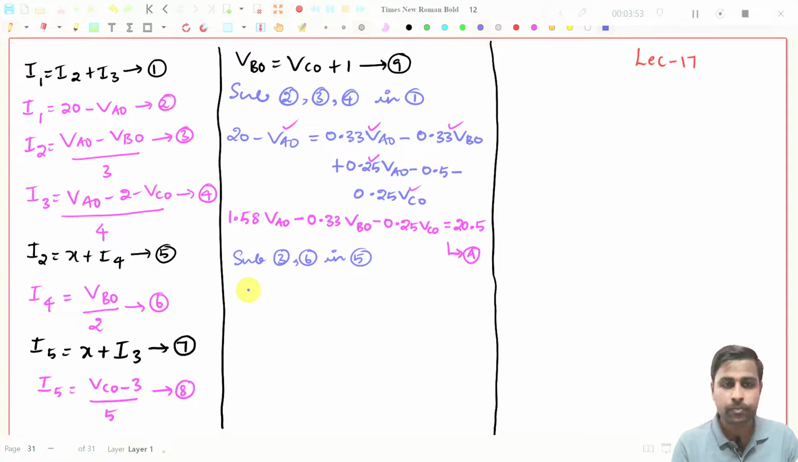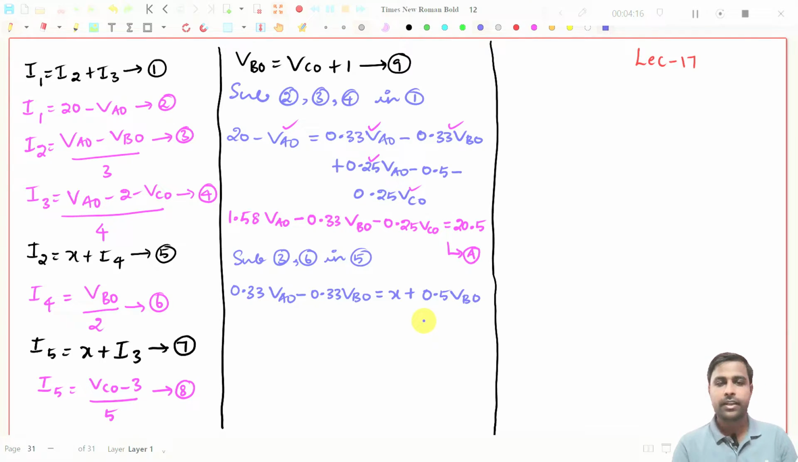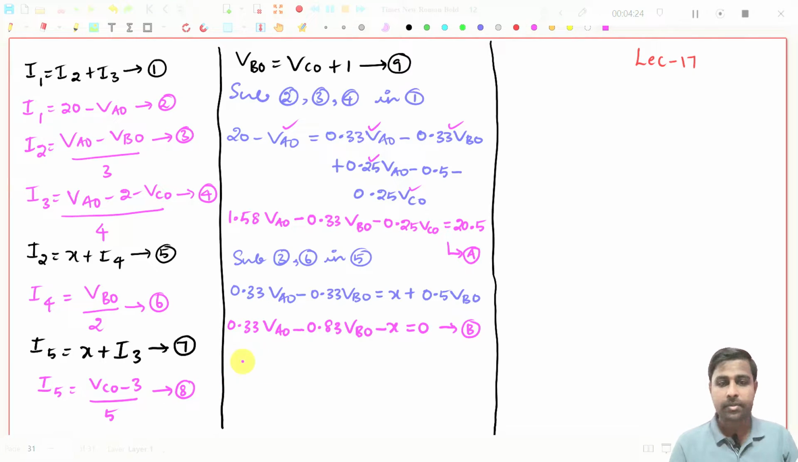What is I2? We know that I2 is 0.33 VAO minus 0.33 VBO, and that should be equal to X plus I4. I4 is 0.5 VBO. Now you try to bring all the variables to one side and the constant to the other side. So I am getting this expression: 0.33 VAO minus 0.83 VBO minus X should be equal to 0. I am keeping this expression as B now.